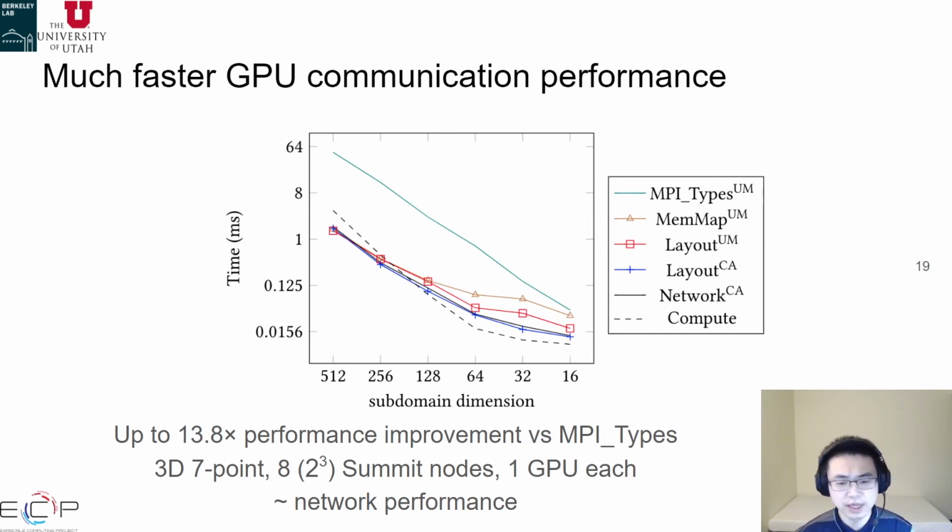However, MPI types with unified memory is the slowest in the results that are shown. We are able to achieve up to 13.8 times faster when comparing layout optimization using CUDA-aware MPI and MPI types with unified memory. So layout with CUDA-aware MPI is able to achieve up to 13.8 times better performance compared to MPI types.